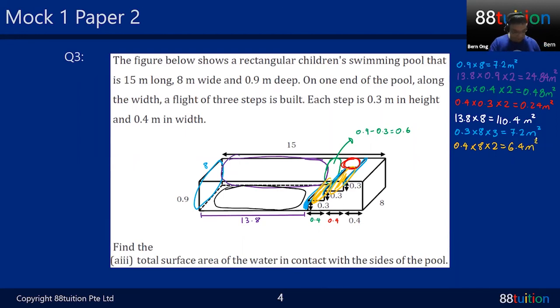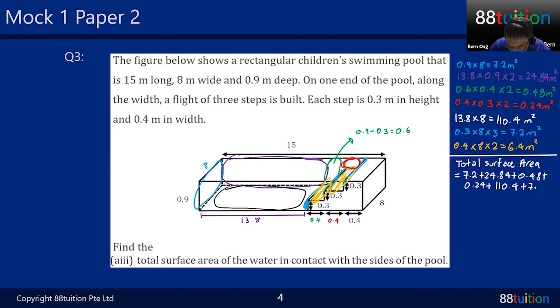All right, so now the total surface area. The meaning of surface area means the place the water touches. So all you got to do is key in all this: 7.2 plus 24.84 plus 0.48 plus 0.24 plus 110.4, 7.2 and 6.4. Okay, press into your calculator.